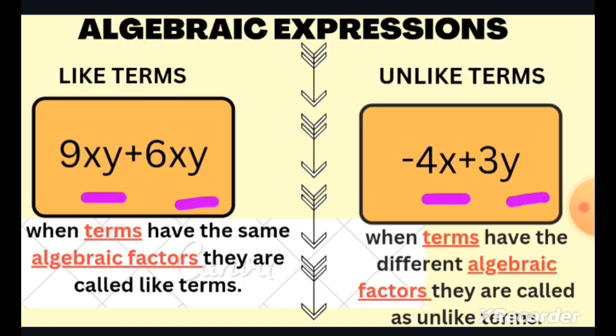Suppose I am having minus 4x plus 3x. In this case, what will happen? Here I am also having x, here I am also having x. So this is an example of like terms. But in this case I am having minus 4x plus 3y. Here I am having x, here I am having y. So this is an example of unlike terms.